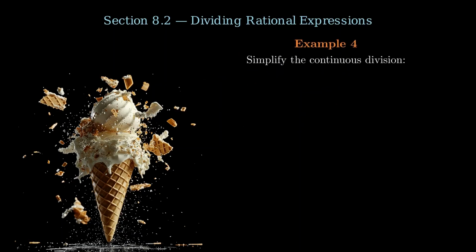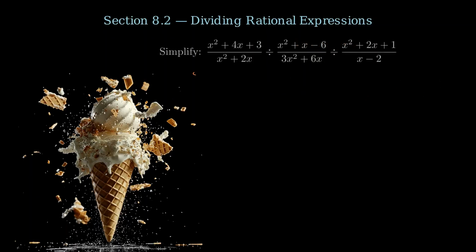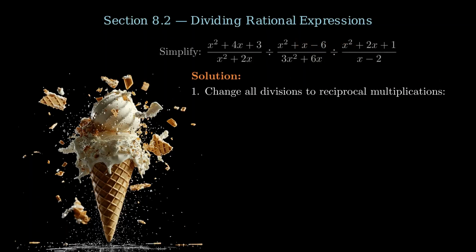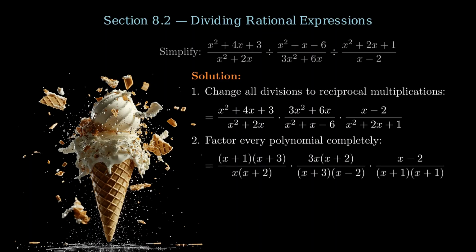Let's look at an example. Simplify this long string of divisions. First, rewrite each division as a multiplication by the reciprocal. The second fraction flips, and the third fraction flips too.